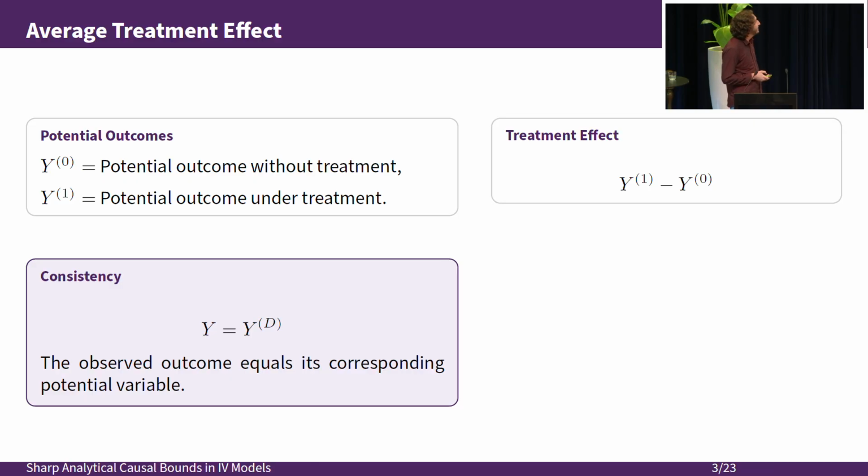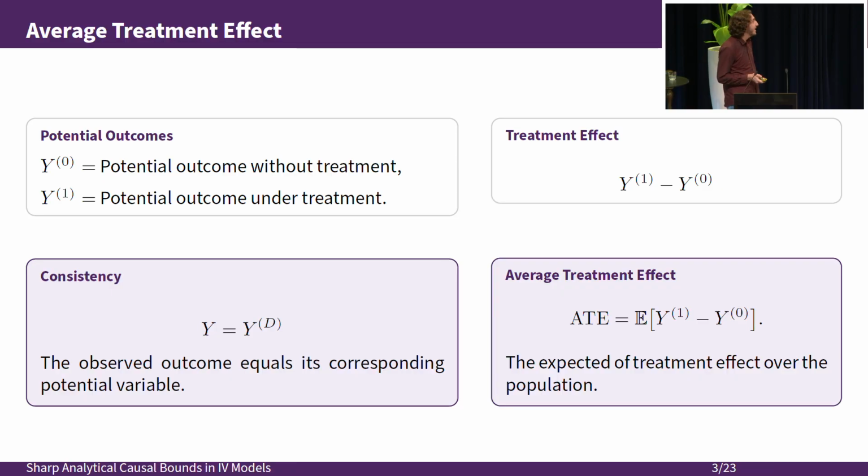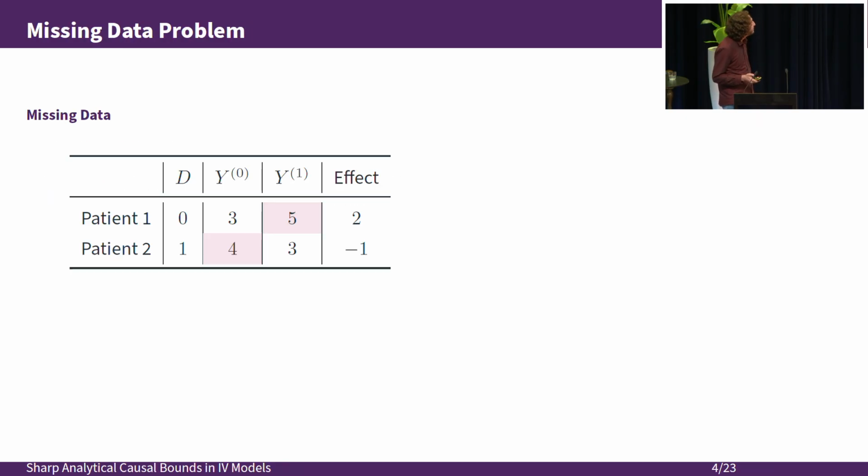So now we can define our treatment effect as the difference between y1 and y0, and we aim to find the expectation of this treatment effect over our population. So the problem is we can only observe one potential outcome at each time for each individual. And that makes it hard to calculate this average treatment effect.